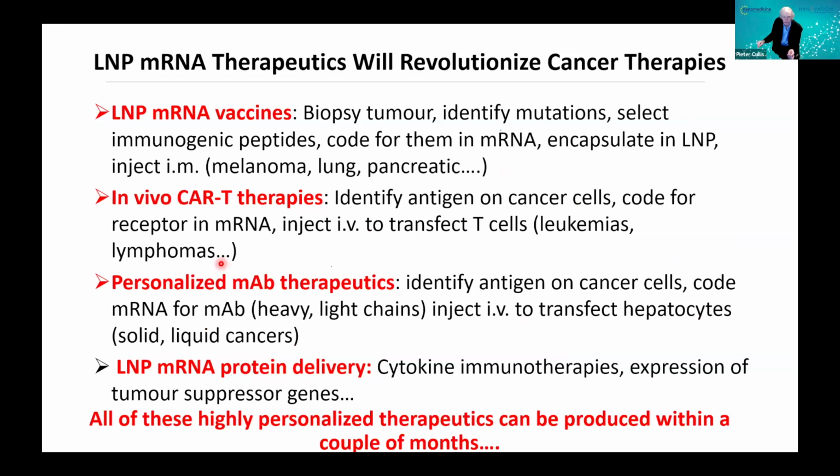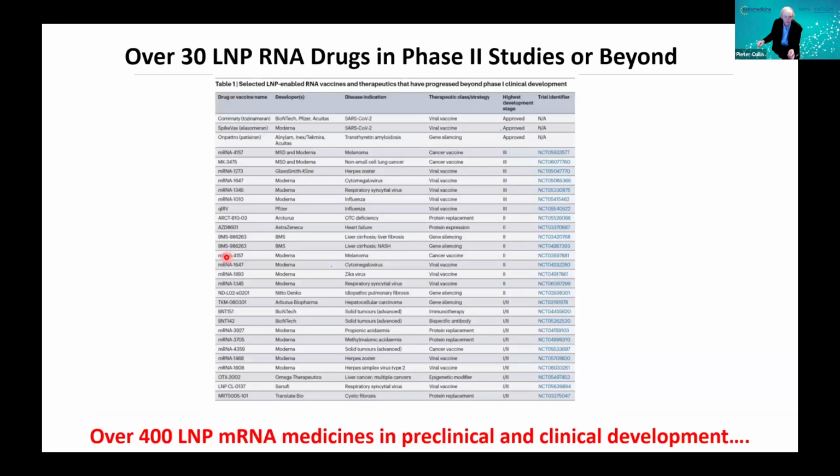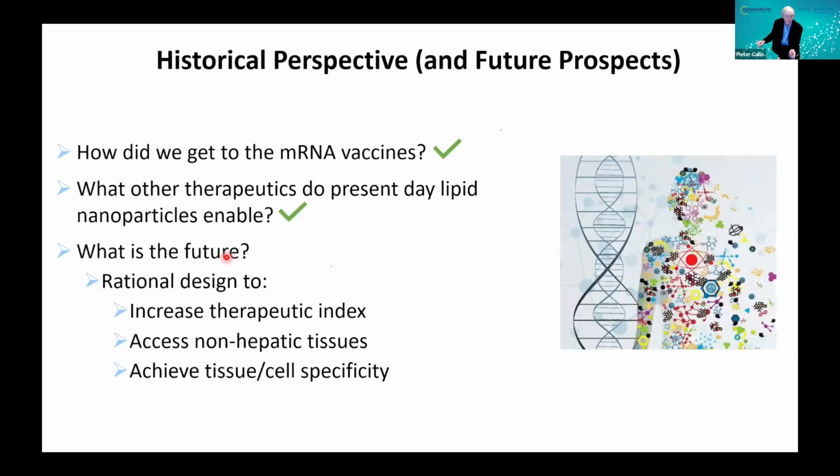All of these drugs, really personalized therapeutics, can be produced in a matter of a couple of months. And that's, again, as opposed to $1 billion in 15 years, these drugs can actually be made in real time and can be of direct use to a patient suffering from some incurable disease. So as of now, there's over 400 medicines in preclinical and clinical development, with more than 30 in phase 2 studies and beyond.